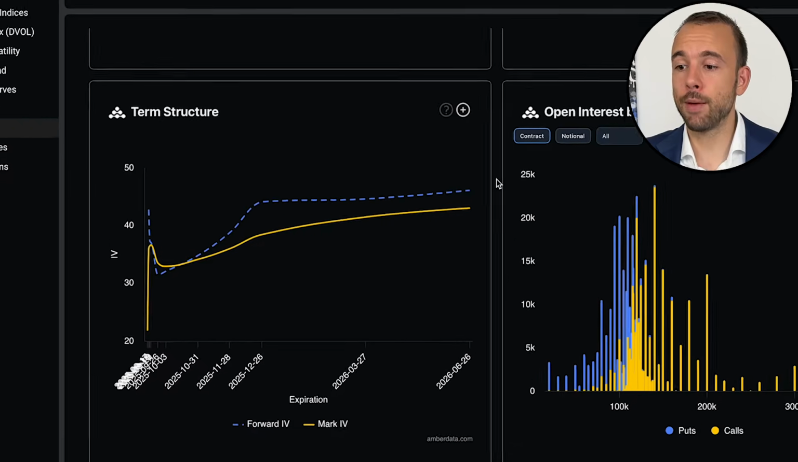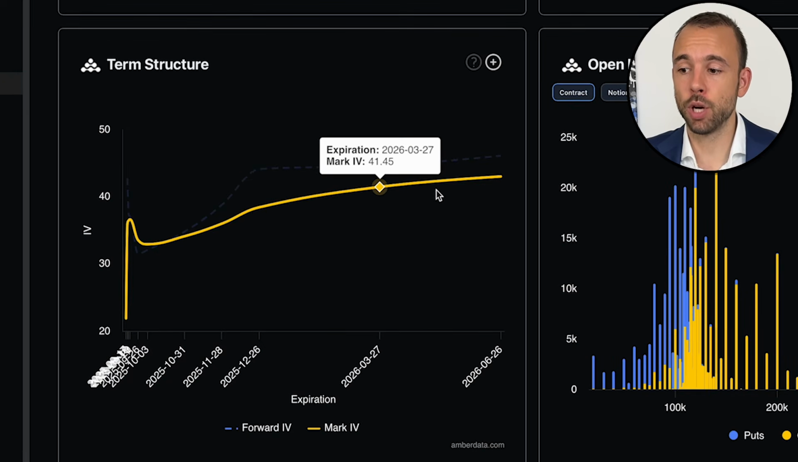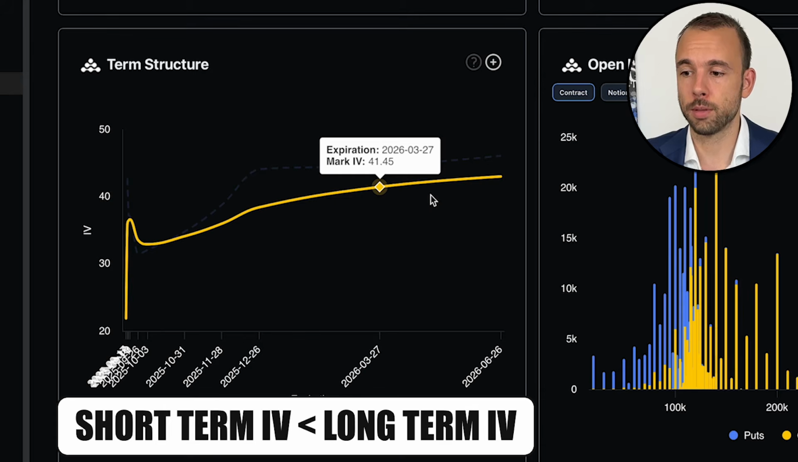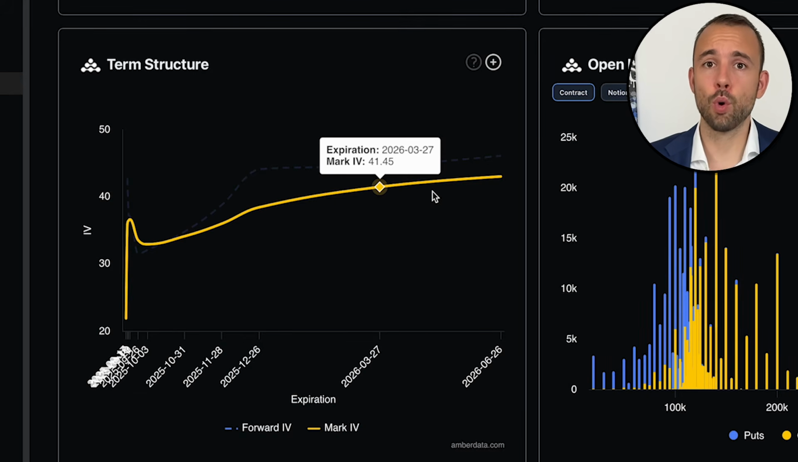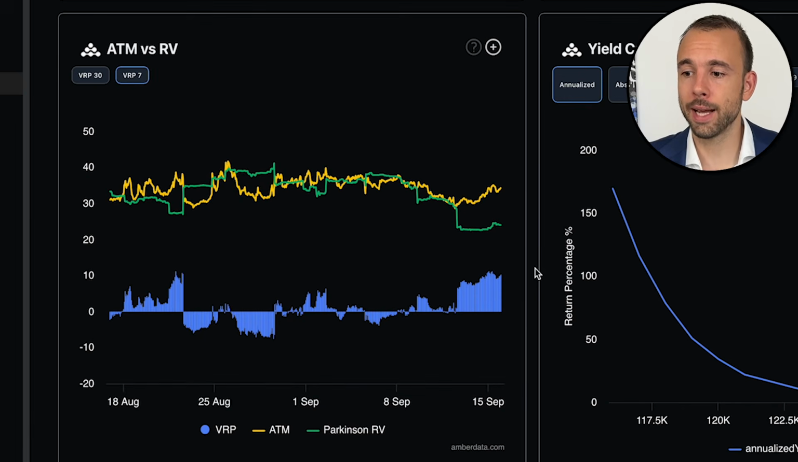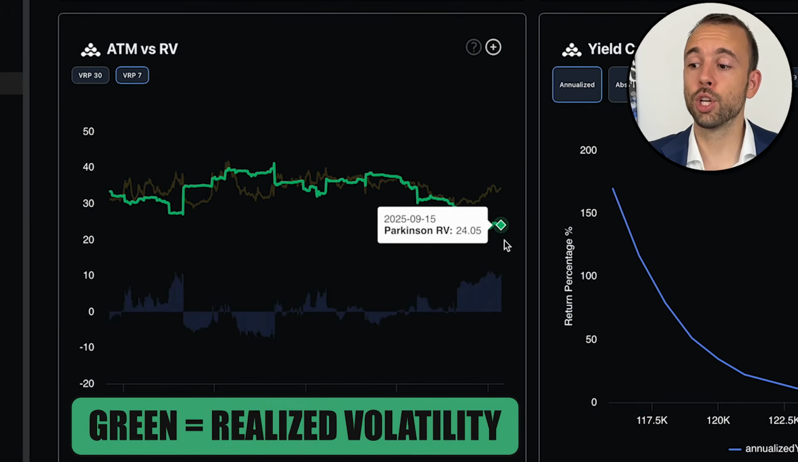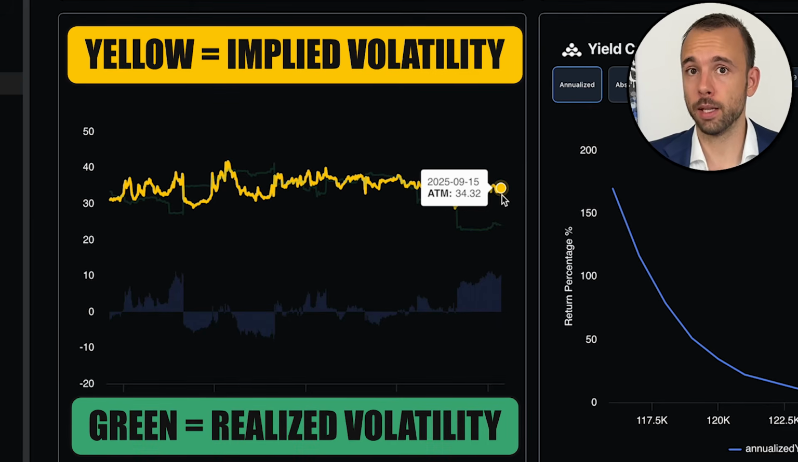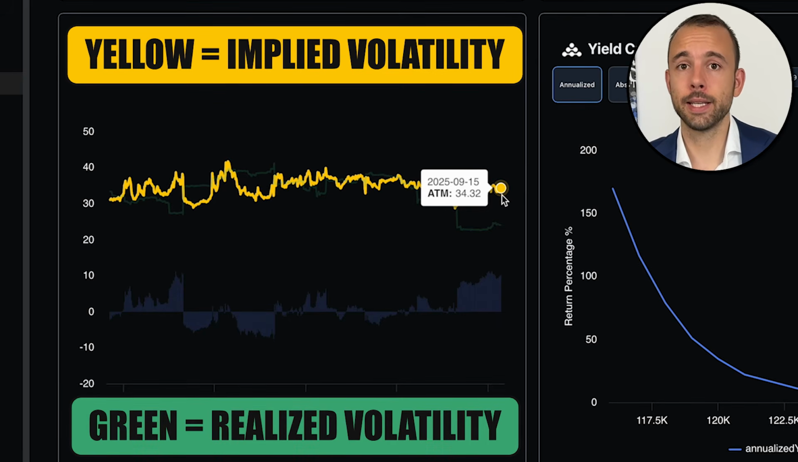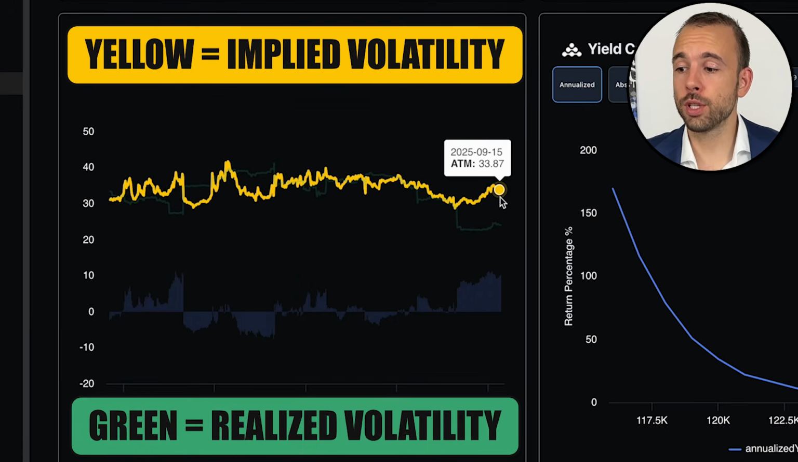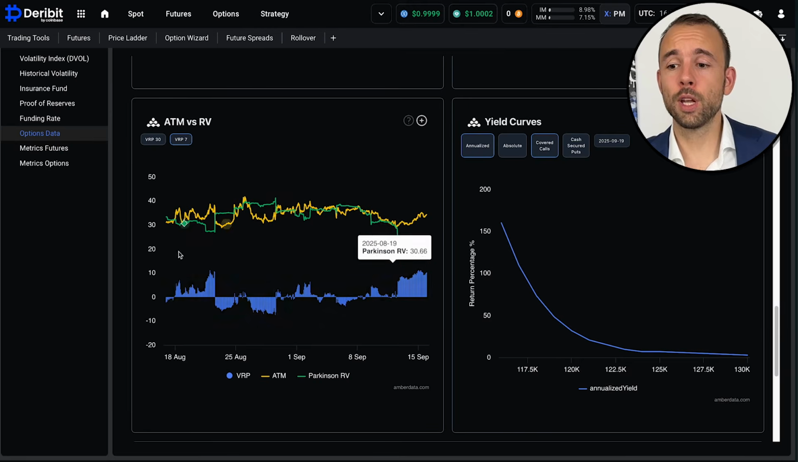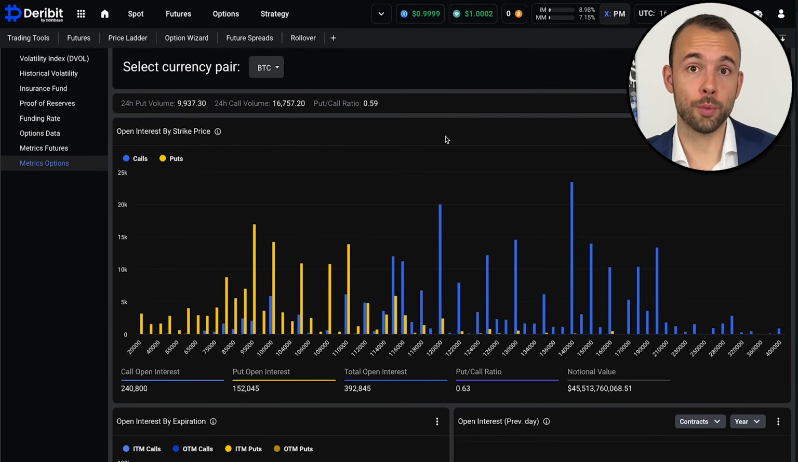Also here we can find the level of the implied volatility at the money for different expiration dates. For example, here we can find that the short-term options have a lower volatility than the long-term options. This could also indicate that the market anticipates more volatility in the long term and less volatility in the short term. Also here we can find the comparison of realized volatility and implied volatility. For example, the green line reflects the realized volatility and the yellow line reflects the implied volatility at the money. And as you can see, the at the money volatility is higher than realized volatility. In this case, selling the options could be more attractive because the prices of the options at this specific time are relatively high.